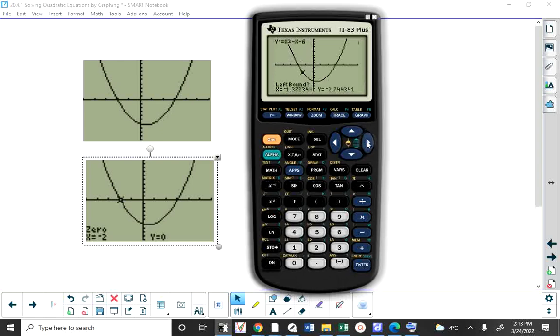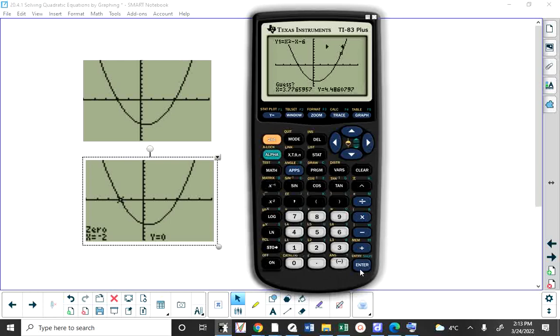I put my cursor to the left of it. You might be wondering here, how close do you have to be? I think you just have to be on the left of it. I don't think it really matters. I think the closer you are, the quicker your calculator can find it. So that's good. Right boundary, hit enter after you get to the right of it.